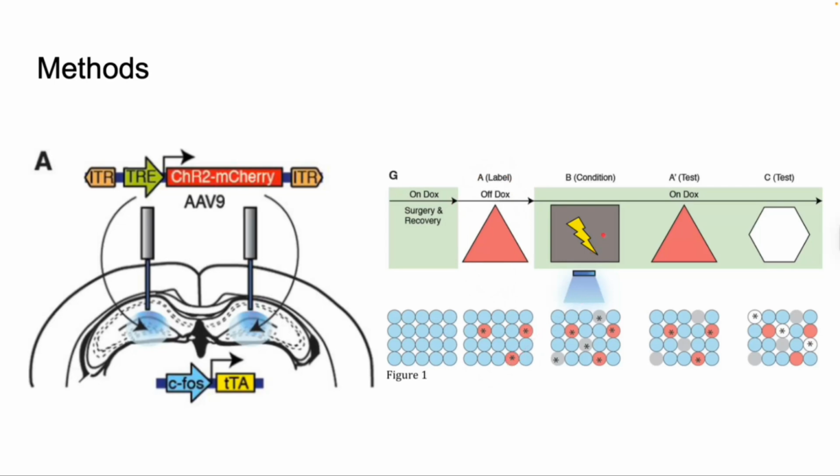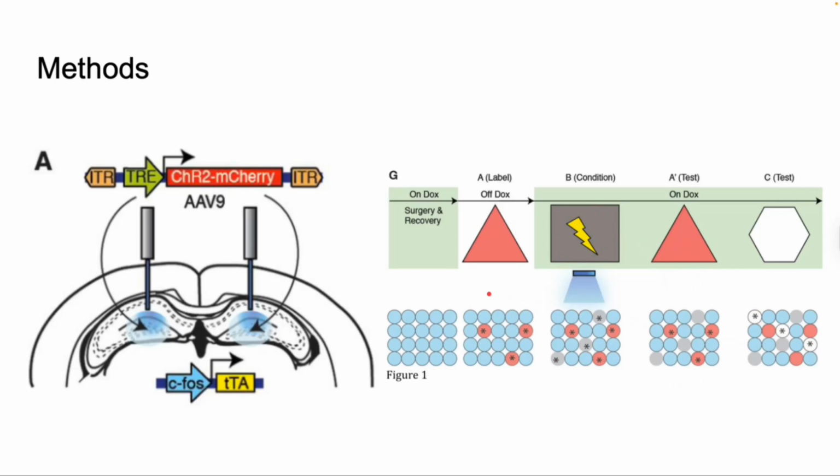Then we're going to put them back on doxycycline and we're going to give them a foot shock. And that's going to create these fear memory cells, right? This is going to be the memory for context B, where they were shocked. And then we're going to run them back into context A, and we're going to see activity in those memory engram cells for context A again. And then put them into a new context where they have different memory cells. Yeah?